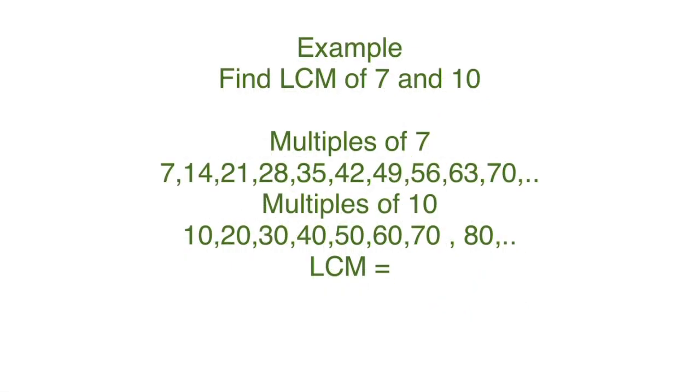Now let's see the next example. Find LCM of 7 and 10. Look at the blackboard, multiples of 7 and multiples of 10. Here common multiples are 70. So the LCM of 7 and 10 is 70.